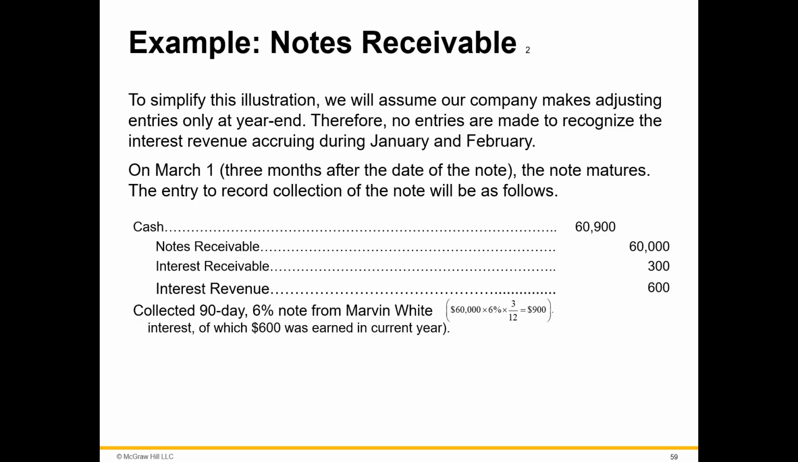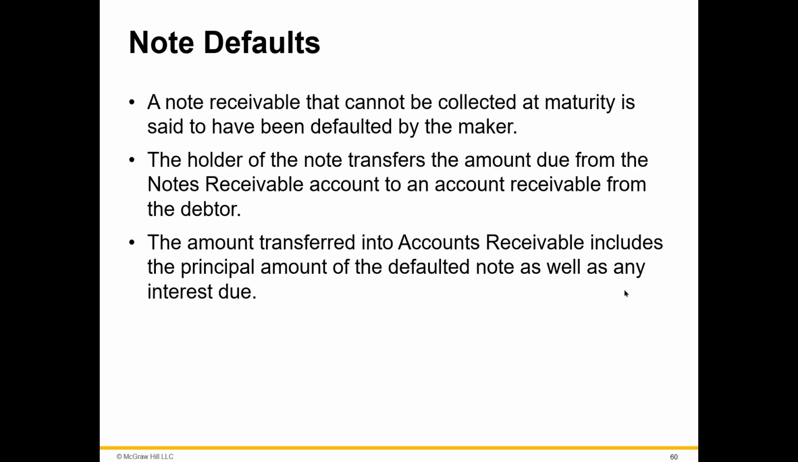Then finally, when it was paid 3 months after the note, we're going to say, okay, let's go ahead and collect the full amount. Here's the last 2 months, that's $600. Here's that first month that was reflected in December. And to satisfy the loan at the end of the 3 months, $60,900 will be paid, which is the principal of the note, the December interest, and the interest over January and February.